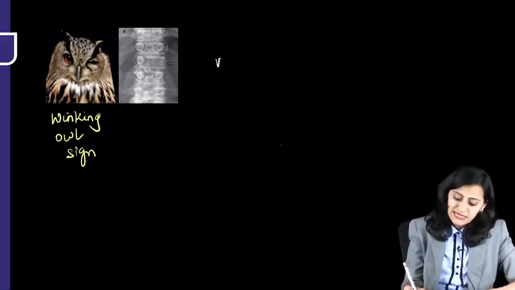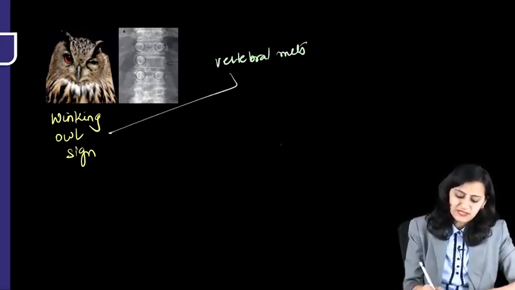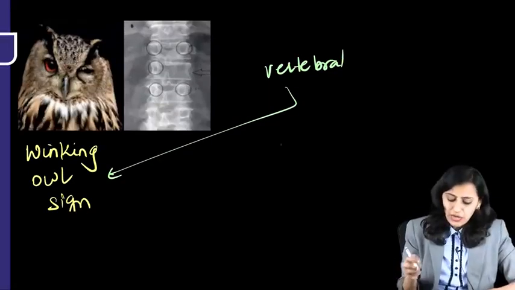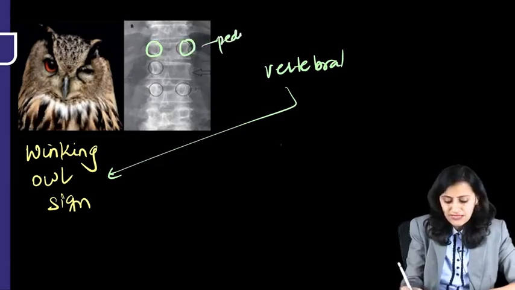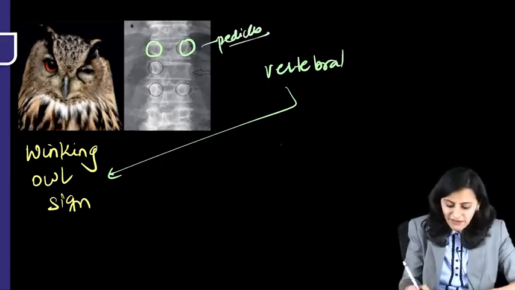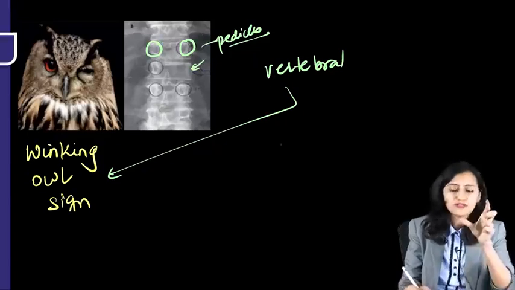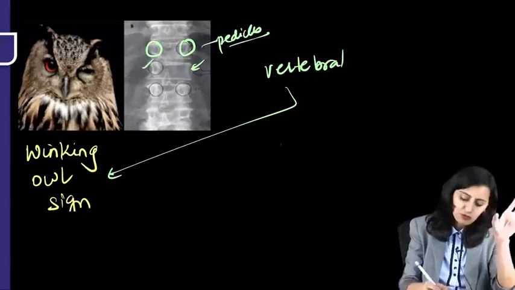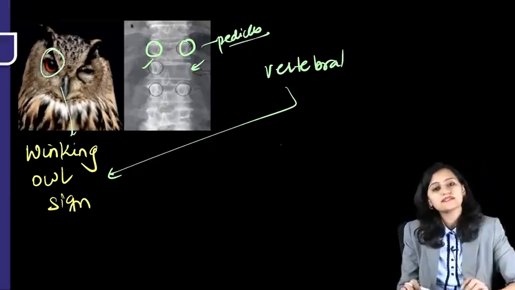Now coming to the secondary, the metastasis. Vertebral metastasis gives this winking owl sign. So in the vertebra, these rounded structures here represent the pedicles of the vertebra. When one of the pedicles is destroyed by the metastasis, out of the 2 eyes, only one is present and open. So that looks like the winking owl sign. So winking owl sign is vertebral metastasis.